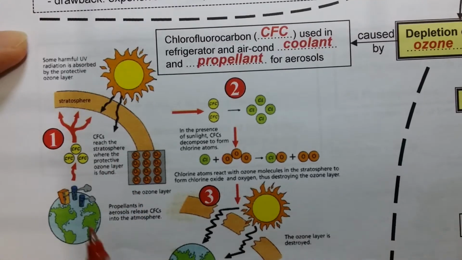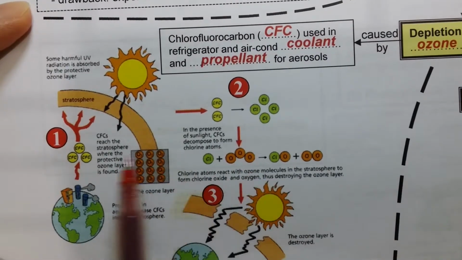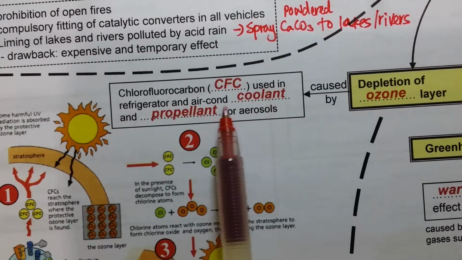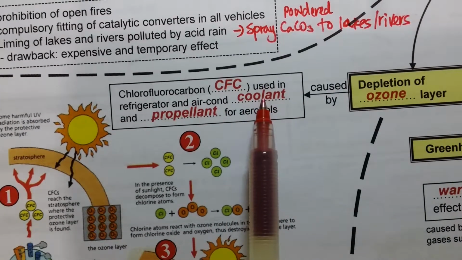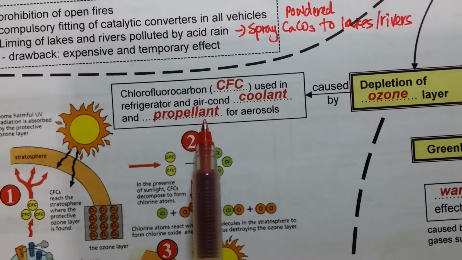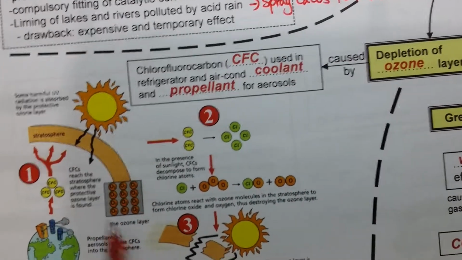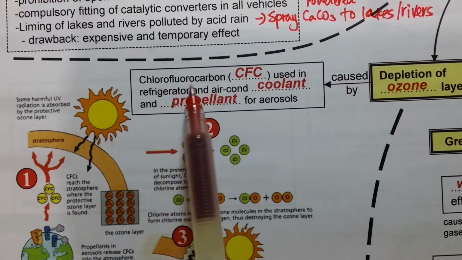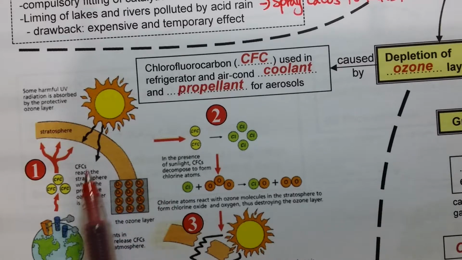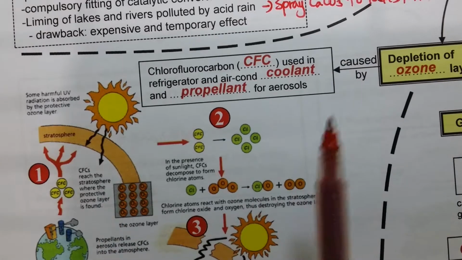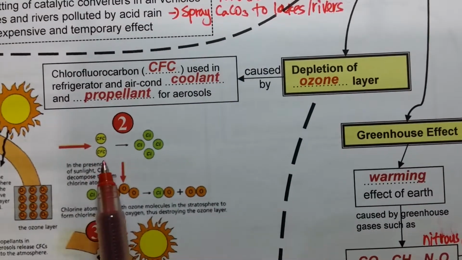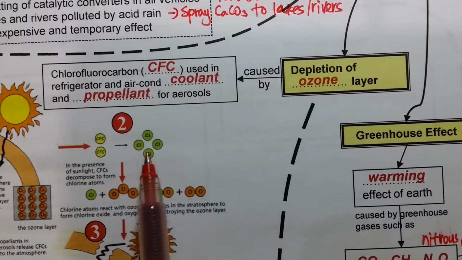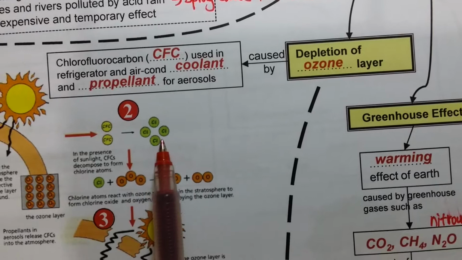And then what happens to this ozone is that if you use certain products such as aircon coolant or refrigerator coolant, as well as aerosols, let's say your insect spray or hairspray, some of them contain CFC, which stands for chlorofluorocarbon. Now when this CFC reaches the upper atmosphere of the earth, it will decompose to form a lot of chlorine atoms.